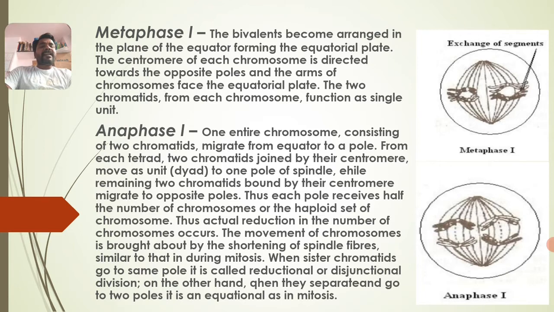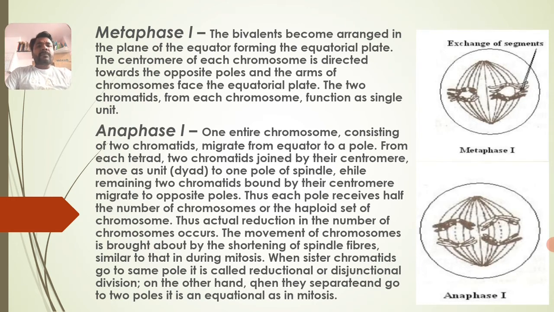There is no division of the centromere here. Literally, how many chromosomes? For example, in a human being there are 46 chromosomes, and out of these 46 chromosomes arranged on the equator, 23 chromosomes move towards the upper pole and 23 chromosomes move towards the lower pole.